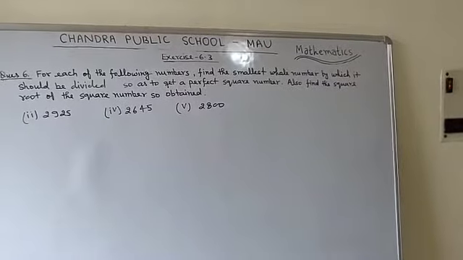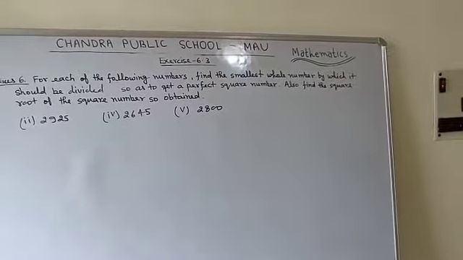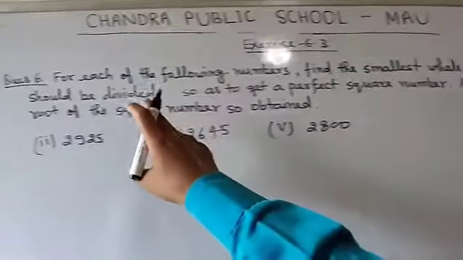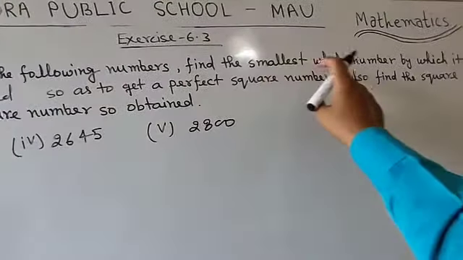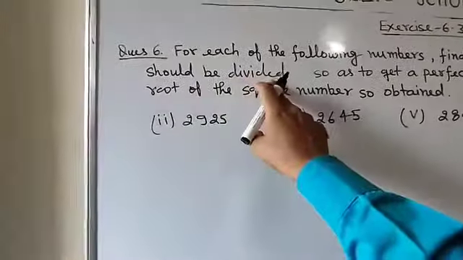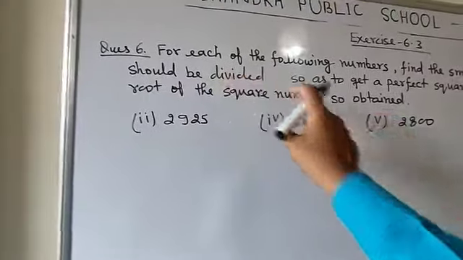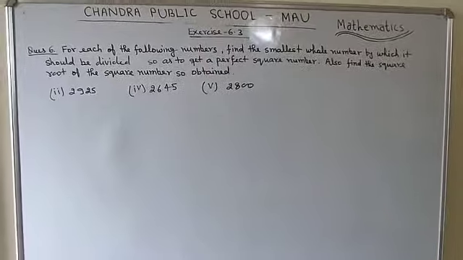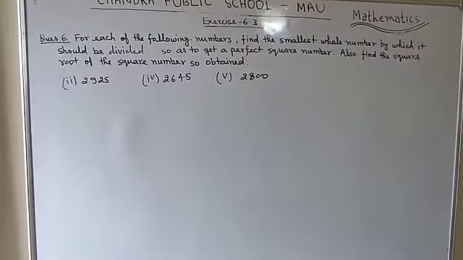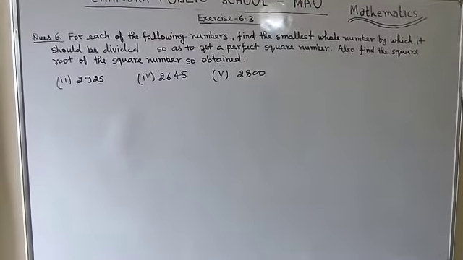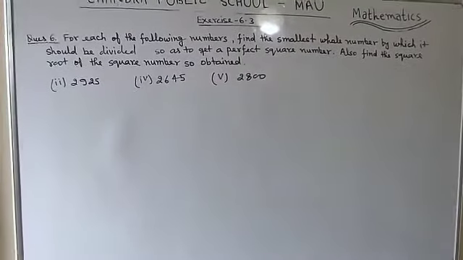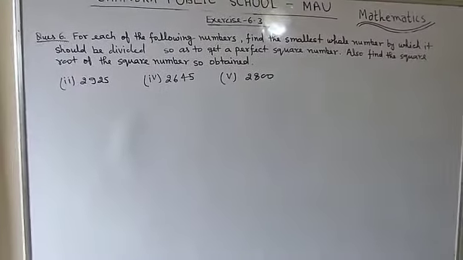So the question is similar to question number 5. The only difference between question 5 and question 6 is that in question 5 it was asked for the smallest whole number by which it should be multiplied. Here it was given multiplied and here it is given divided. So if you are going to solve this question, it is similar to question number 5. First you will find the prime factors of the number and then follow a similar way.